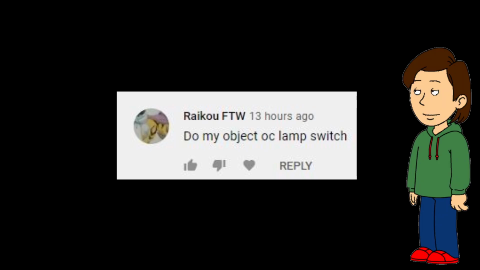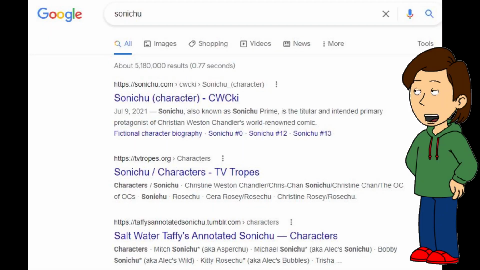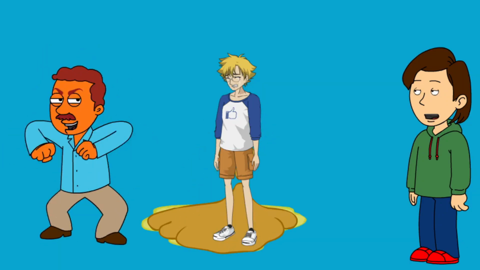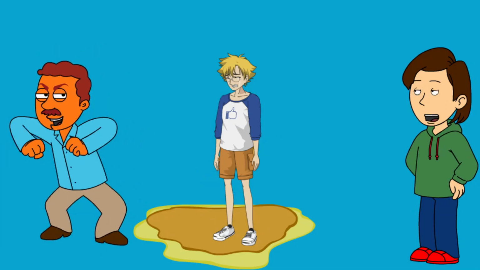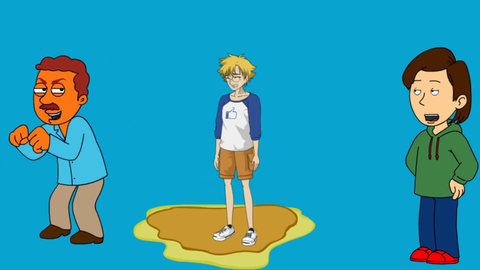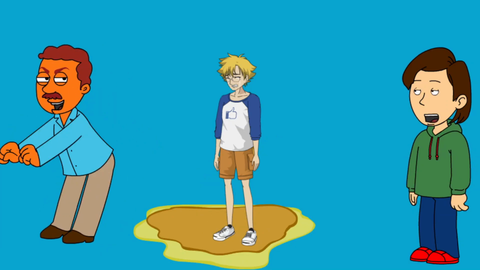Original characters are still allowed in 2 situations. The first is that it's one that's well known enough that it will appear on Google, such as Sanichu. The other time original characters are allowed is if it's one created by Pappy Animate, such as Thumbs Up Guy or the Mexican Poop Man.